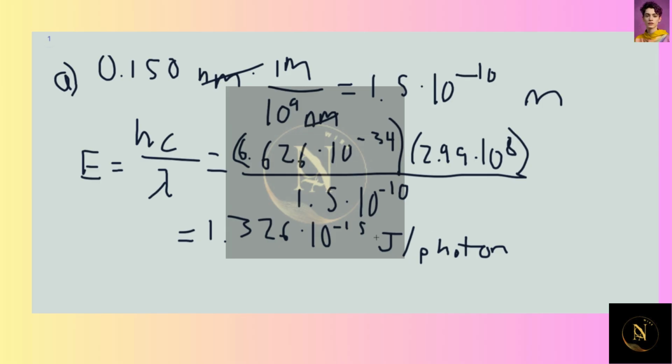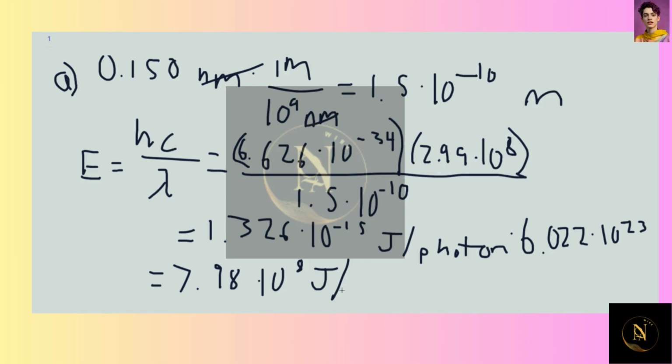But we don't want joules per photon, we want joules per mole. So to get joules per mole, we just multiply by Avogadro's number, 6.022 times 10 to the 23rd. And that will give us our final answer of 7.98 times 10 to the 8th, and that's joules per mole, which is what we want.